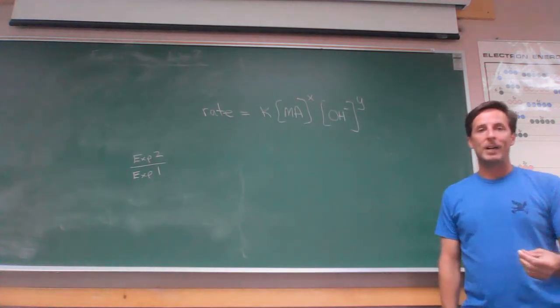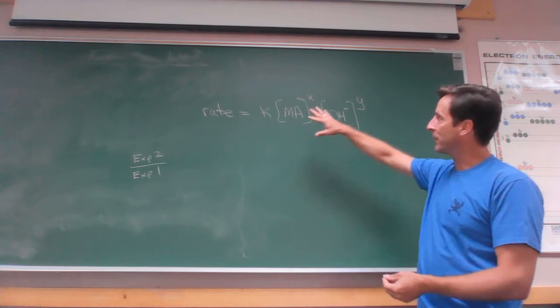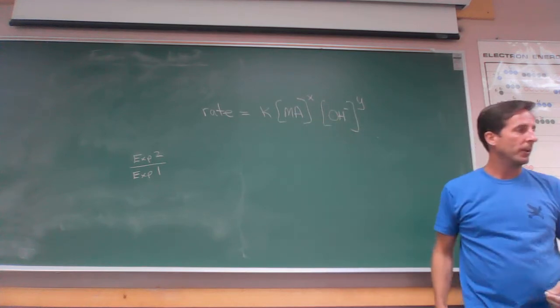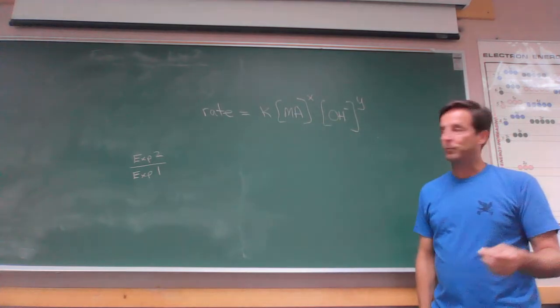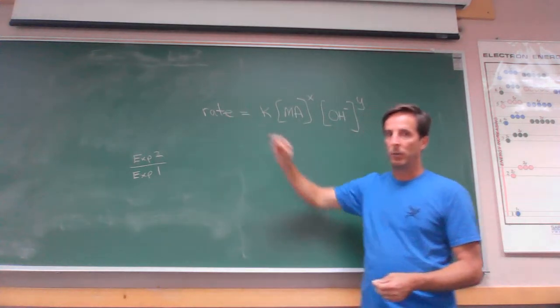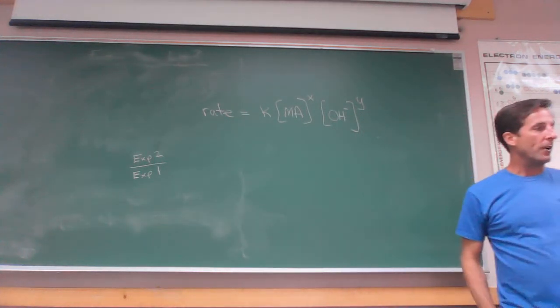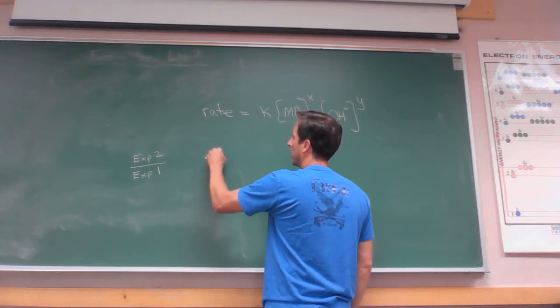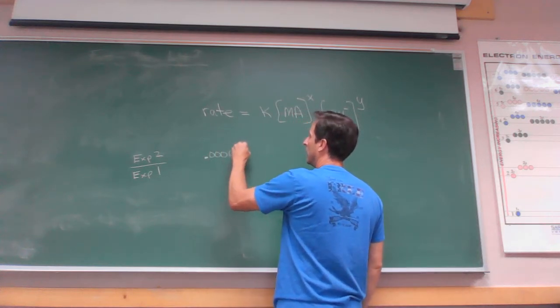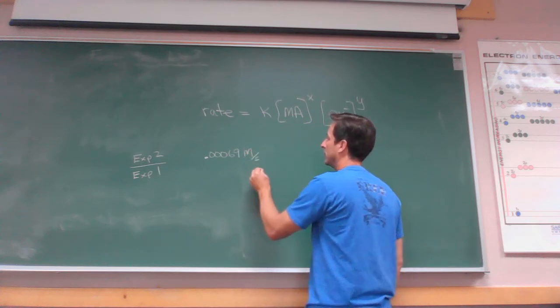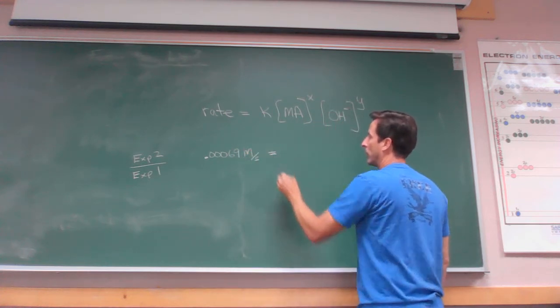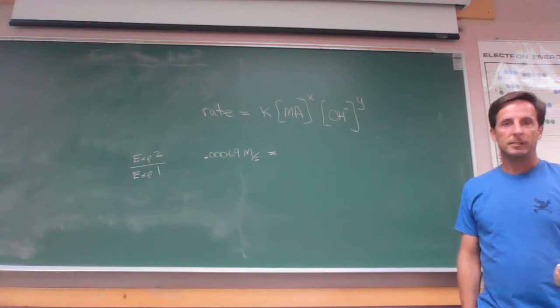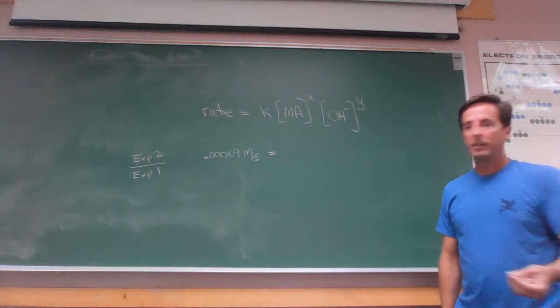Okay, and when I do that, it's going to allow me to solve for some of the values that I need to figure out. So, experiment 2, the rate, which is in the far right of the table, the rate for experiment 2 is 0.00069 molar per second equals K. We don't know what K is yet, so I'm just going to write K.